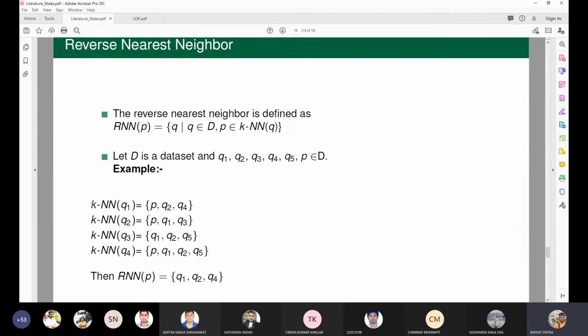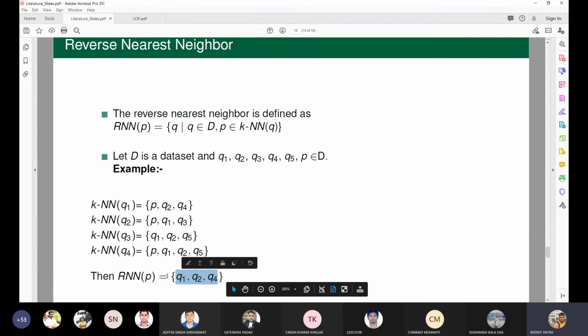Okay, let me explain here. Let's say the k nearest neighbor of Q1 you got this one, of Q2 you got this one, of Q3 you got this, and of Q4 you got this. Now you have to compute the reverse k nearest neighbor of P. For that we will see whether P has been included as a nearest neighbor of any point. P is included as a nearest neighbor by Q1, by Q2, and by Q4. Therefore, the reverse nearest neighbor of P will be Q1, Q2, Q4.